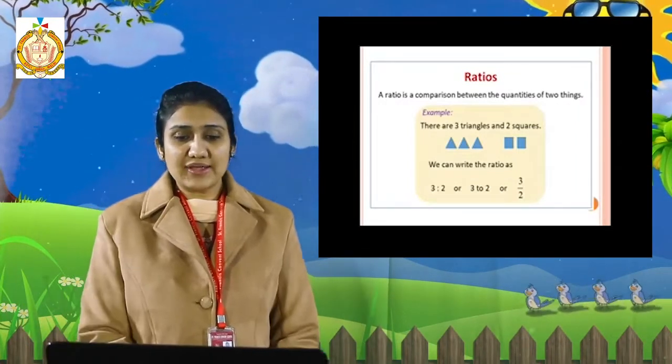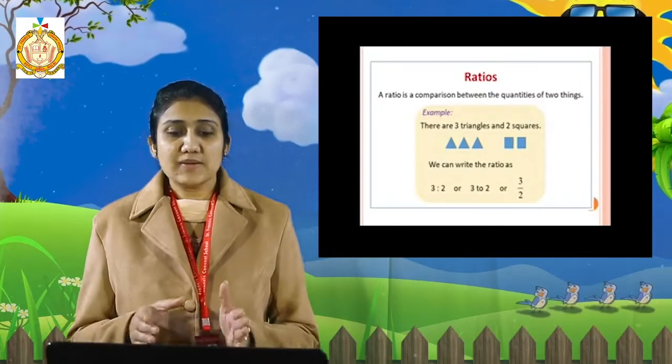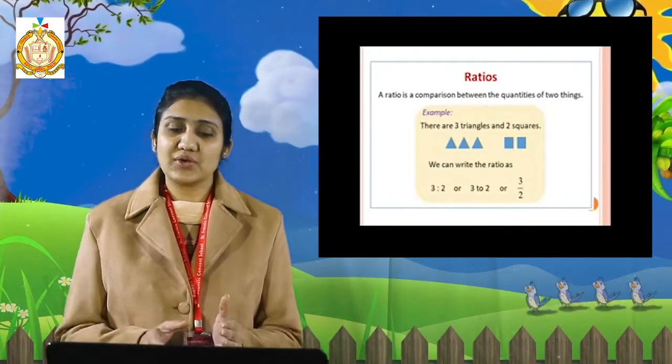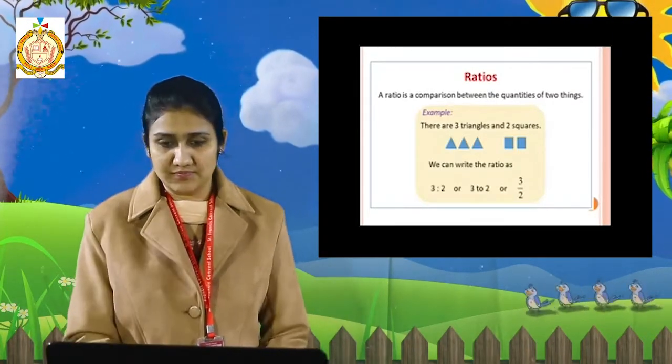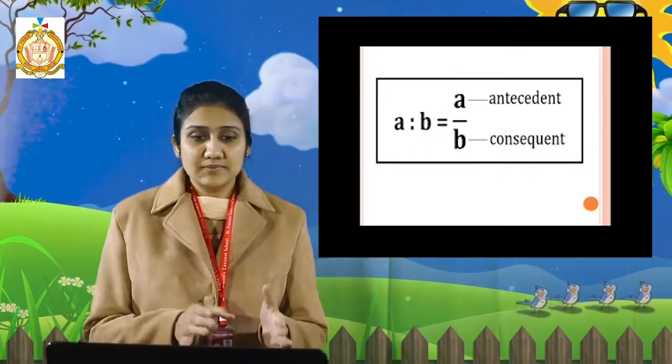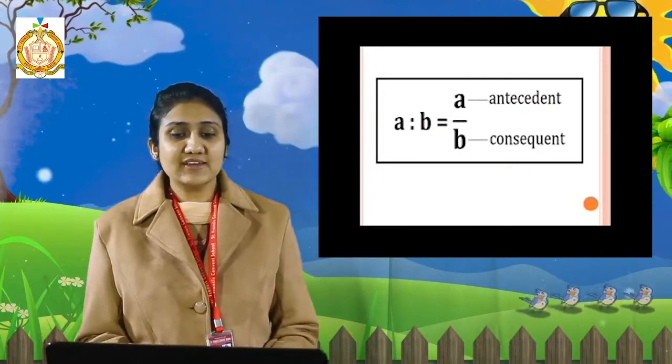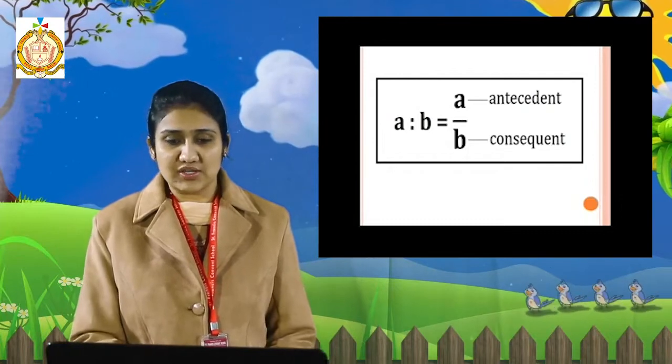See, here are three triangles and two squares. So their comparison is 3 and 2. We can write it as 3:2. The first term of the ratio is called the antecedent and the second term is called the consequent.